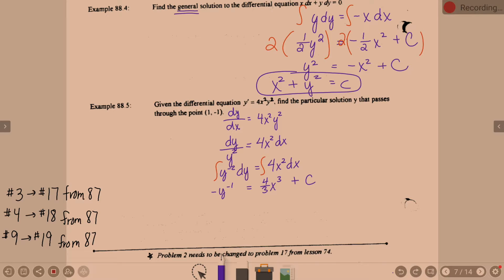This is negative y to the negative first. Based on the fact we need to solve for y, this is better. What about that negative exponent? It's negative 1 over y. And you could have written that in the last step, definitely. But this is not one where I can just leave it at all.